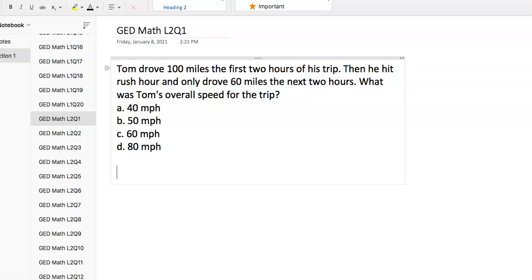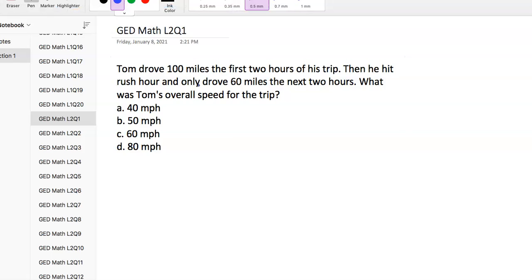Question 1. I need my pen. So it says Tom drove 100 miles the first 2 hours, then he hit rush hour, only drove 60 miles the next 2 hours. What was his overall speed?